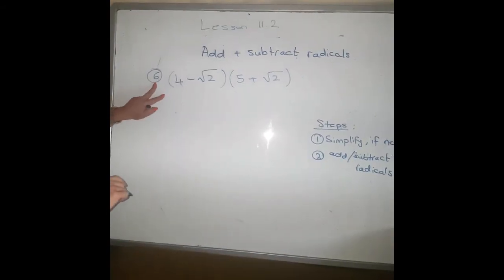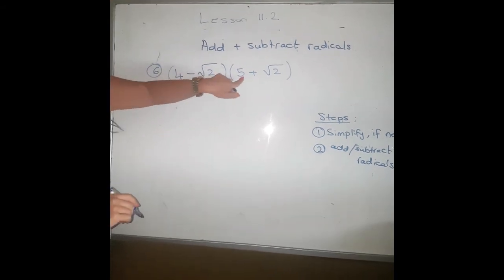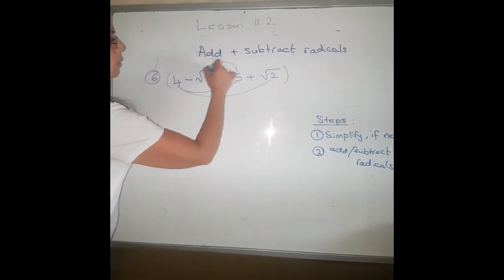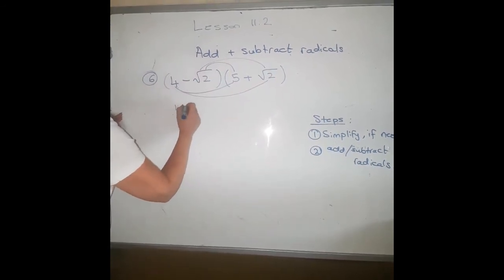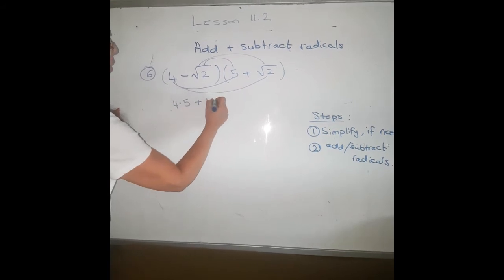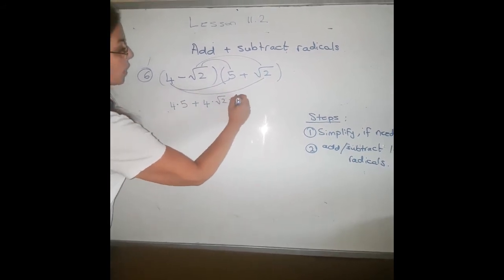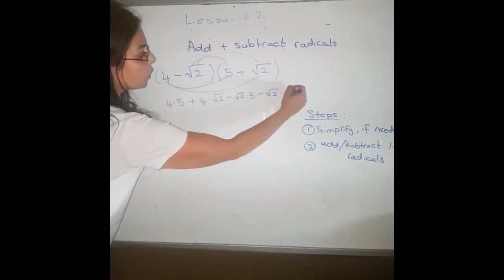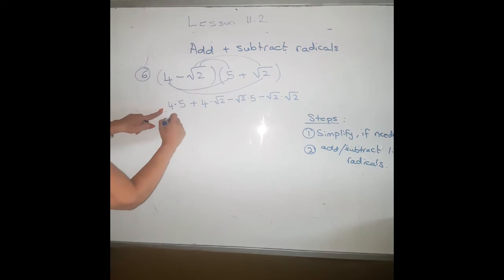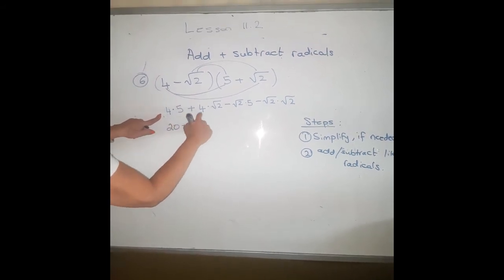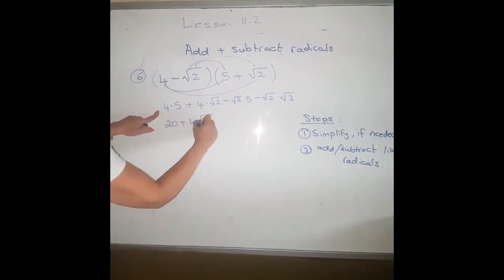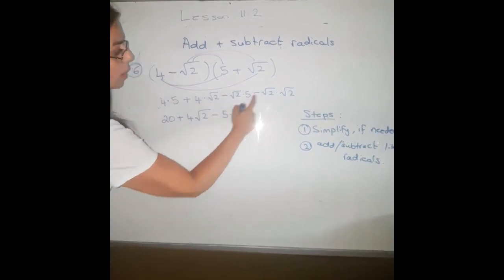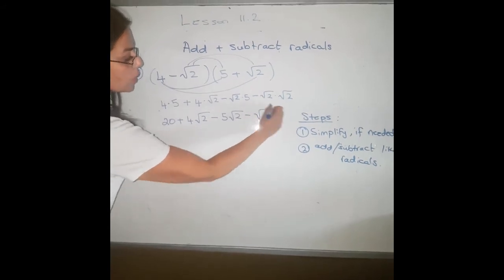The sixth example we have 4 minus radical 2 parentheses 5 plus radical 2. Again, I start distributing. So it's 4 times 5 plus 4 times radical 2 minus radical 2 times 5 minus radical 2 times a radical 2. 4 times 5 is a 20 plus 4 times radical 2 is a 4 radical 2. Radical 2 times 5 is a 5 radical 2 minus radical 2 times a radical 2 is a radical 4.